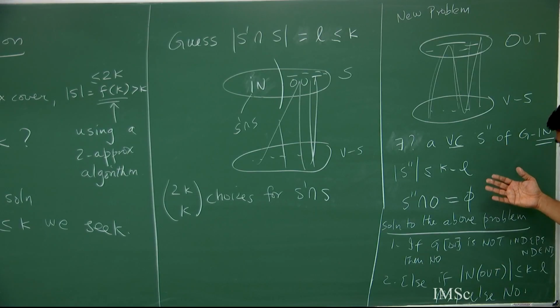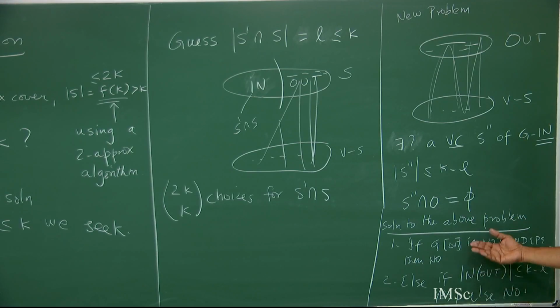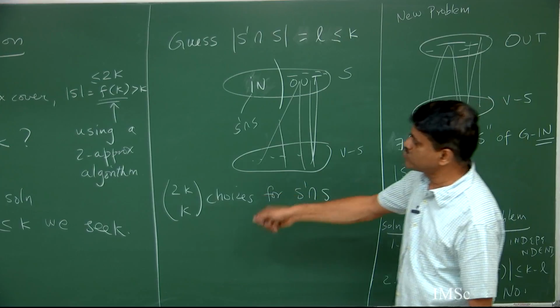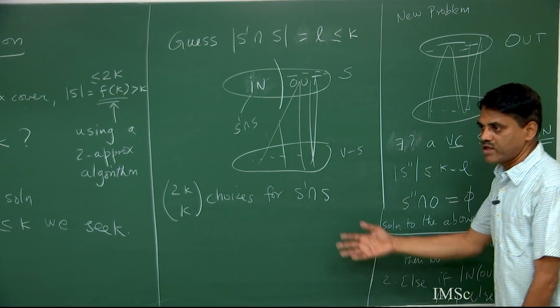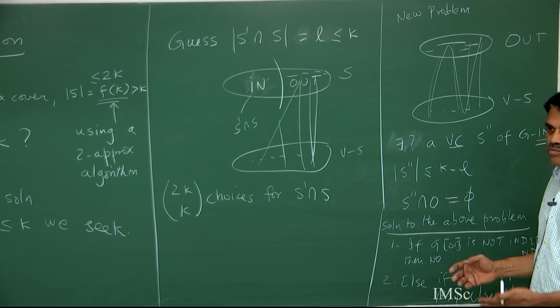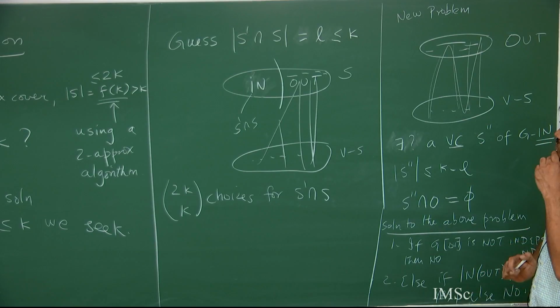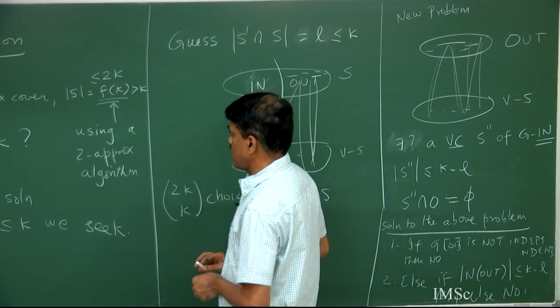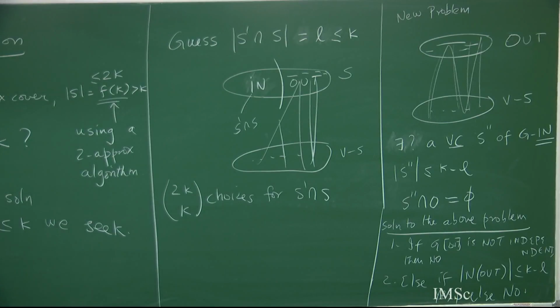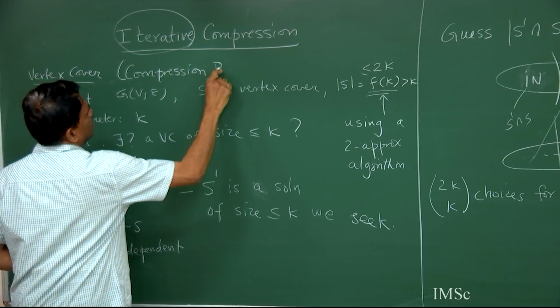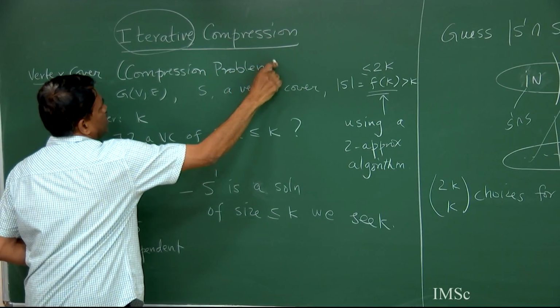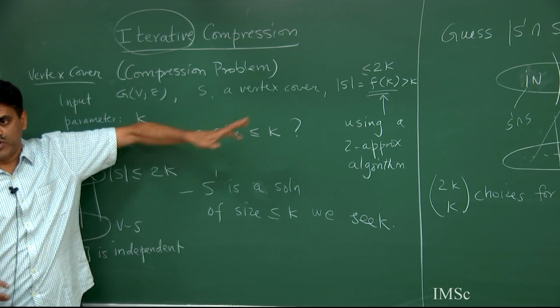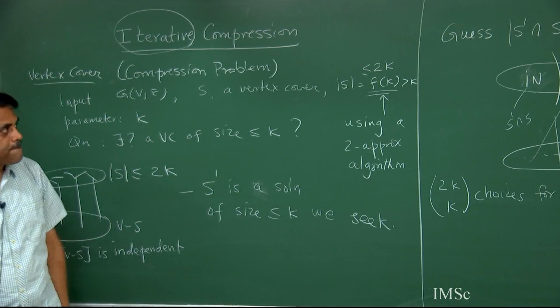So this is a complete linear time algorithm for a particular guess, but I have to run through so many different choices, and so overall my running time is 2k choose k times some polynomial. Okay, so this is usually called the compression problem, because I am given a larger sized solution and I want to compress it to a smaller size solution.